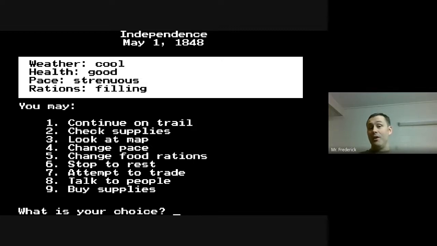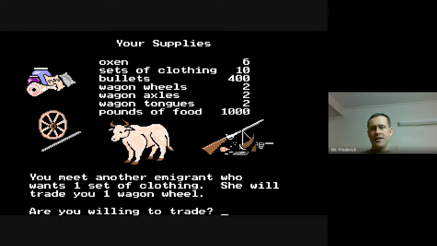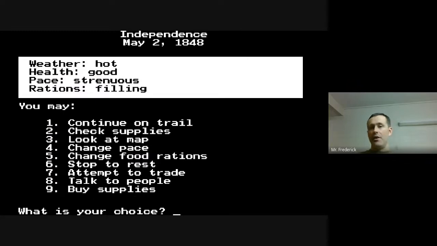That can be helpful if your people are sick and feeling bad. I'm feeling good, not going to stop to rest. 7, you can attempt to trade. And here I see at the bottom below my inventory, you meet another immigrant who wants 1 set of clothing. She will trade you 1 wagon wheel. Are you willing to trade? I have clothing. I don't need a wagon wheel. So no, I'm not going to trade. You don't always get very many options. And sometimes the people want to trade things you don't have.